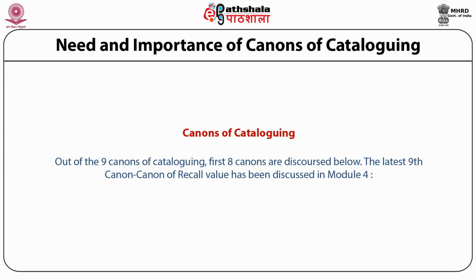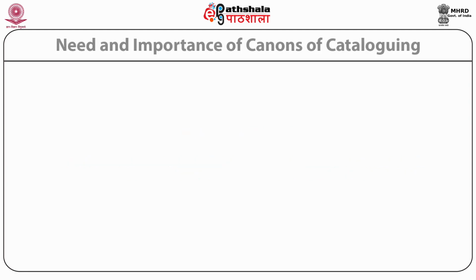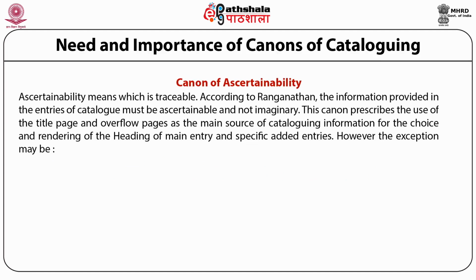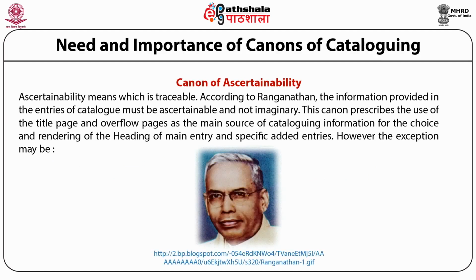The ninth canon, Canon of Recall Value, will be discussed in the next module. The first canon is the Canon of Ascertainability. Ascertainability means traceable. According to Ranganathan, the information provided in the entries of a catalog must be ascertainable and not imaginary.